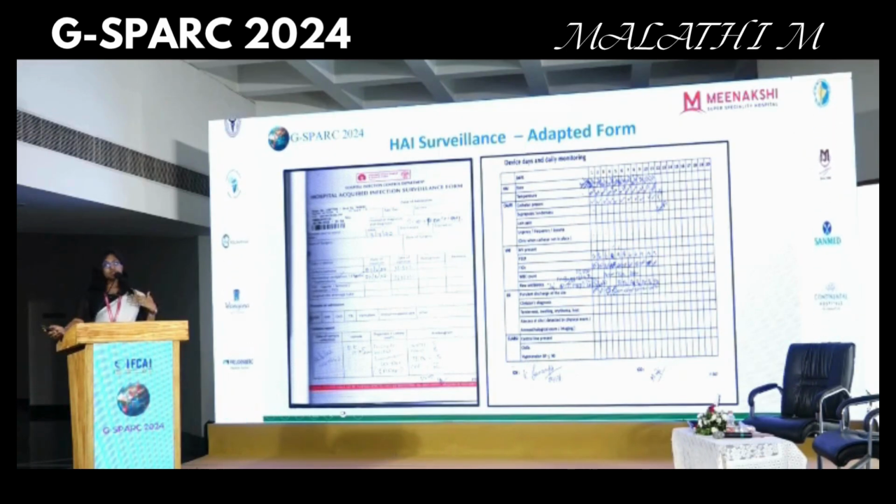The best way is to integrate your HIC data with the hospital information system and capture it as an EMR, if you have an EMR. We don't have an IP EMR, so we are using it in paper form.